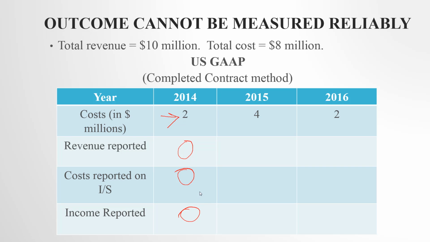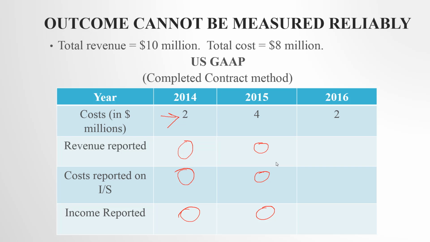For 2015, the amount of revenue reported again will be 0 because the contract has not been substantially finished yet. The cost will also be 0. Again, it will be accumulated on the balance sheet. And then the amount of income will obviously be 0 as well.